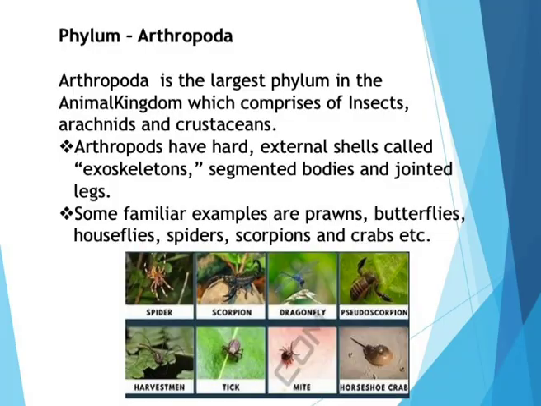Let us start with phylum Arthropoda. Arthropoda is the largest phylum in the animal kingdom, which comprises insects, arachnids and crustaceans. Arthropods have hard external shells called exoskeletons, segmented bodies and jointed legs. Some familiar examples are prawns, butterflies, houseflies, spiders, scorpions, crabs, etc.